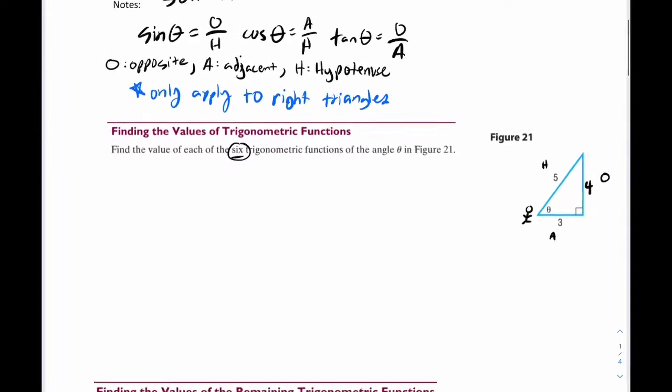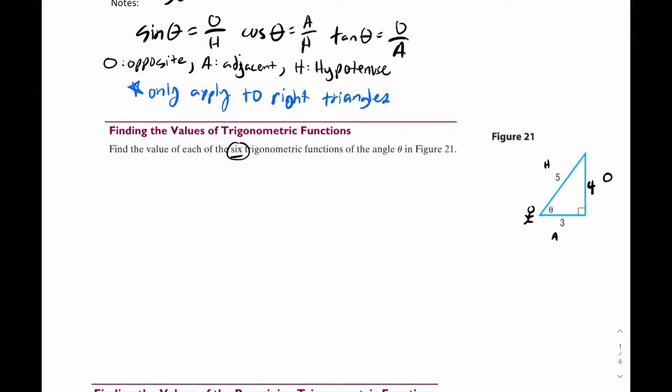Now we're going to start doing some trig. So what I want you to do is write the 3 functions in this exact order. Sine, cosine, tan. And now look at your triangle. Sine is O over H, so O over H. So you're going to write 4 over 5. Cosine is A over H, so you're going to write 3 over 5. Tangent is O over A, so you're going to write 4 over 3. And now look how easy that was.